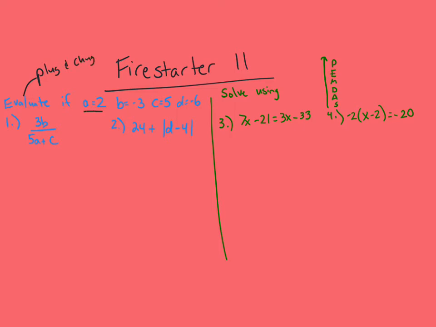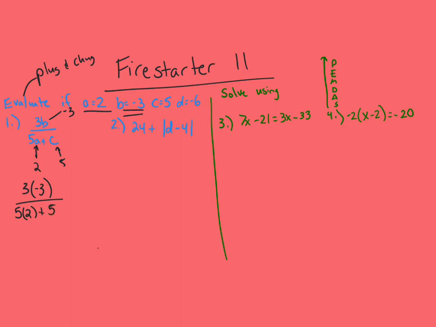Wherever you see an A, you're going to put a 2. So right there, I'm going to put a 2. Wherever I see a B, I'm going to put a -3. Wherever I see a C, I'm going to put a 5. So I'm going to rewrite number 1. Now I'm going to rewrite the top. Instead of B, I'm going to put parentheses -3 over, because that's a fraction bar. Instead of A, I'm going to put 2. Instead of C, I'm going to put 5.